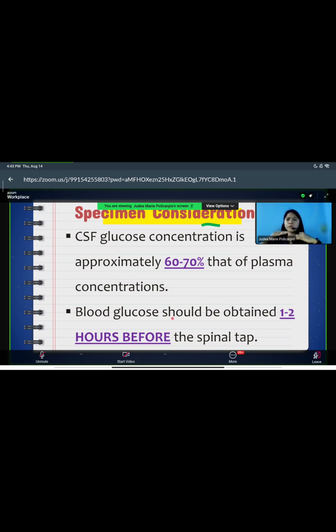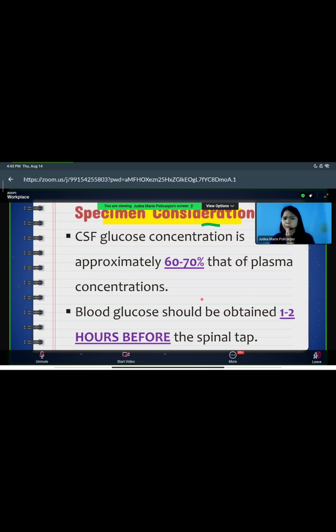Bakit may 1 to 2 hours na interval? It is actually to allow equilibrium. To allow equilibrium para magbalanse. Okay? Ang blood glucose ang mauuna, tapos may 1 to 2 hour na interval bago yung spinal tap or lumbar puncture. Okay, ma'am, the purpose of the interval is to allow equilibrium.